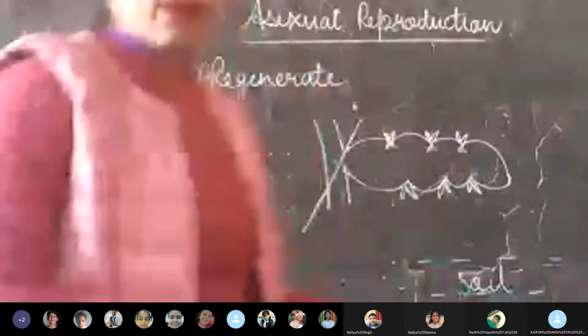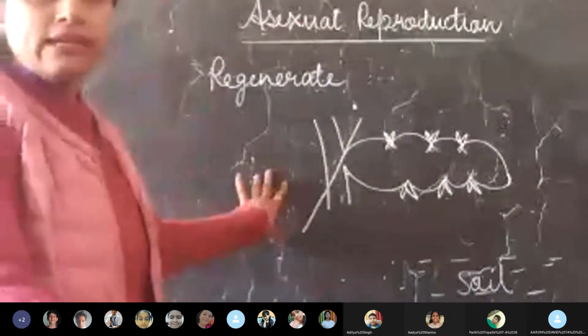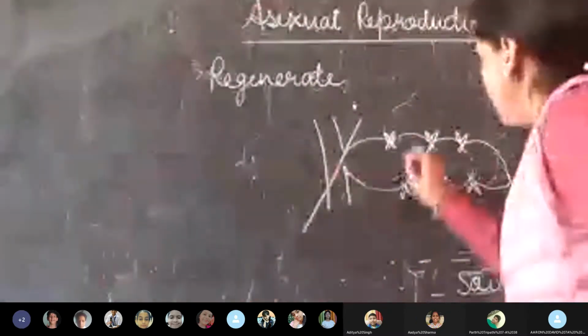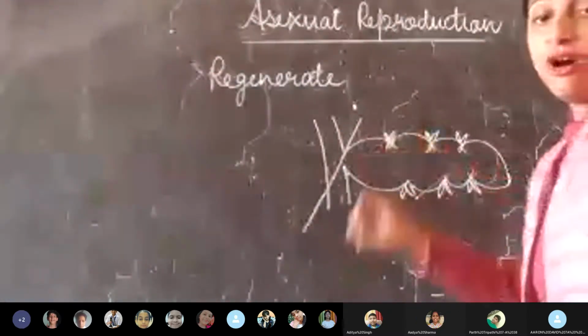So here, we are not sowing any seeds. Again, from one of the parts, that is the leaf, we are getting a new plant. As you can see in the diagram, it appears as a beaded, necklace-like structure, but it's not like that. That is an enlarged view of the notch of the leaf. I hope this is clear. Yes, ma'am. Any problem, children?